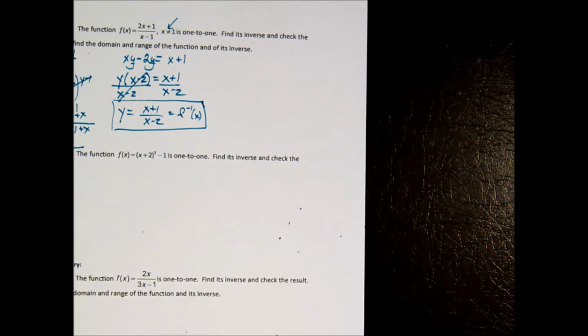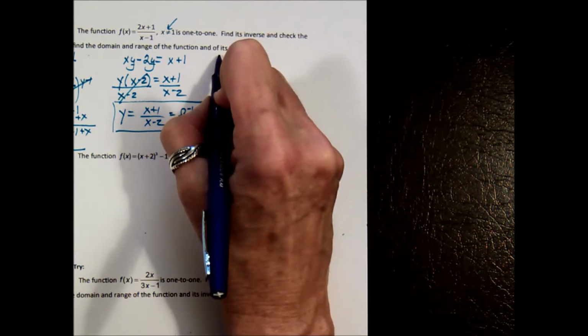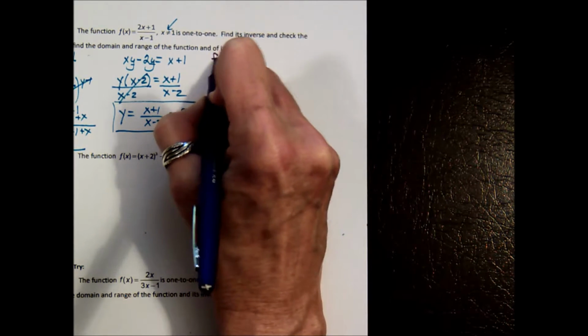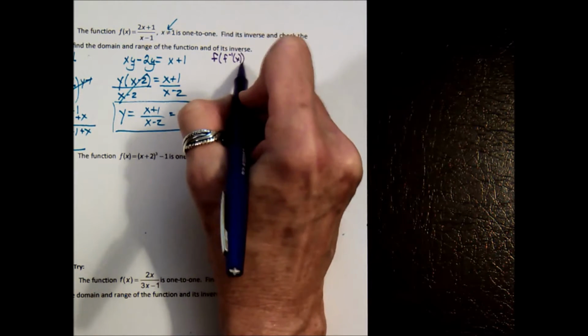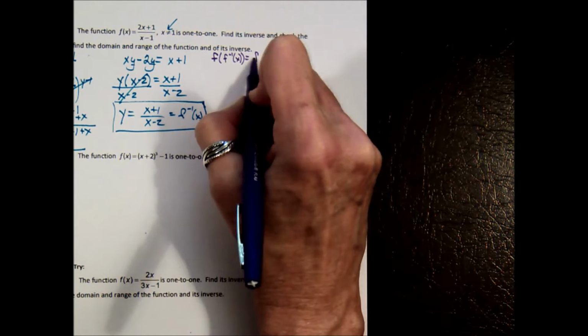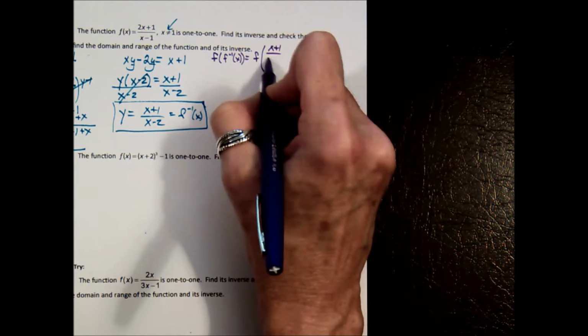Now we have to verify that that works. So I have to do, and this is going to take some space. I hope I've got space here. If not, I'll use another sheet of paper. We want to check. So I need the composite. Let's first say what is f of f inverse of x. That means f of (x plus 1) over (x minus 2).